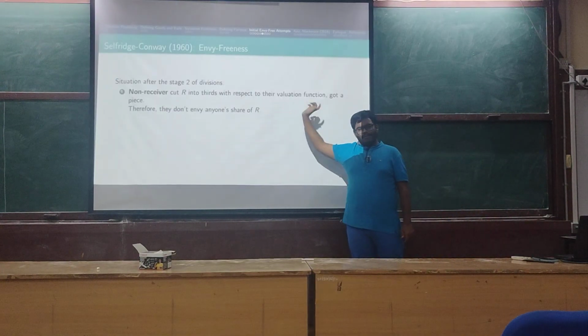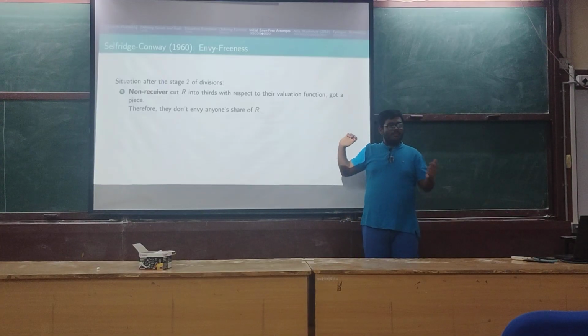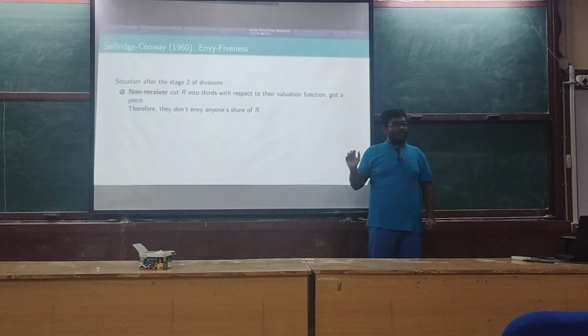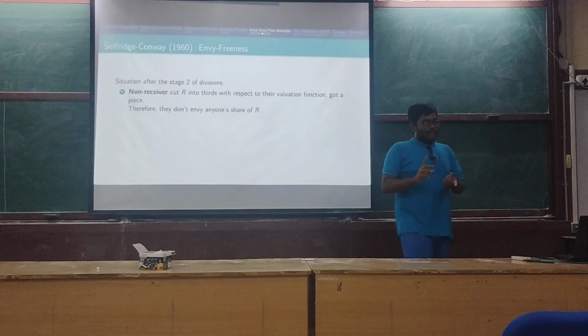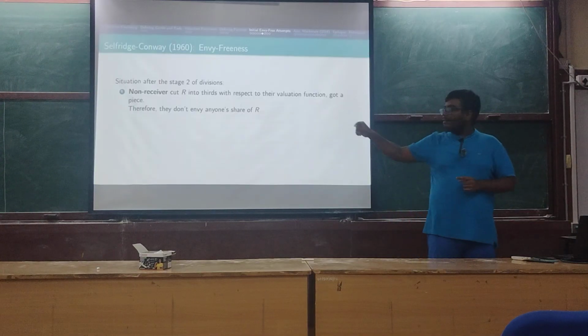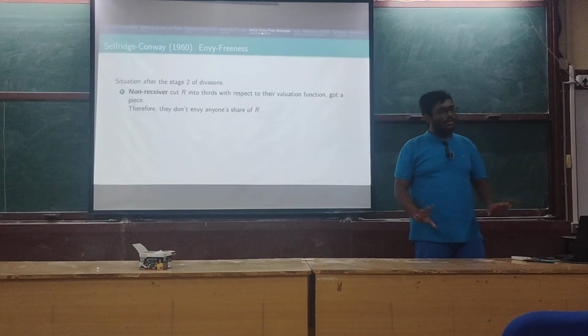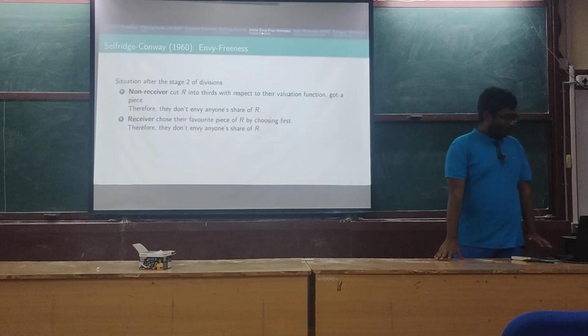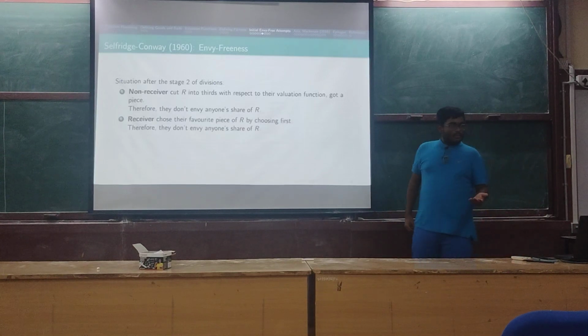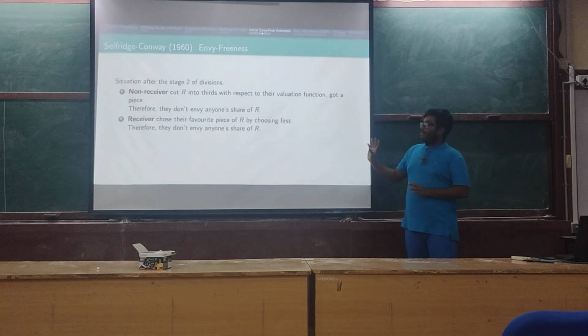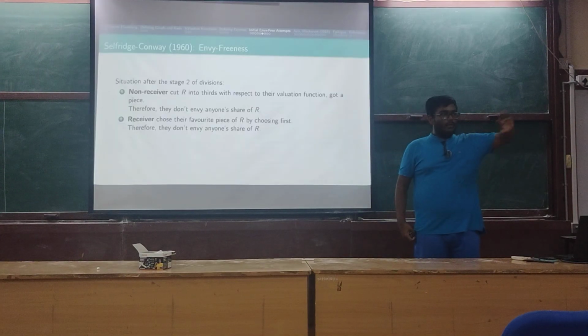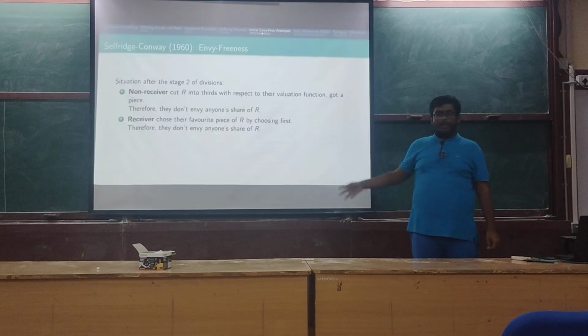So first of all, let's just deal with the non-receiver. Easy thing. They got 1/3 of their piece. They don't mind anything. They initially got that 1/3, and now they got this. So they do not mind at all. They have no envy at all. Now the receiver chose their favorite piece by choosing first. So in the first case, they had no envy. In the second case as well, they got their favorite piece, so they also do not mind.